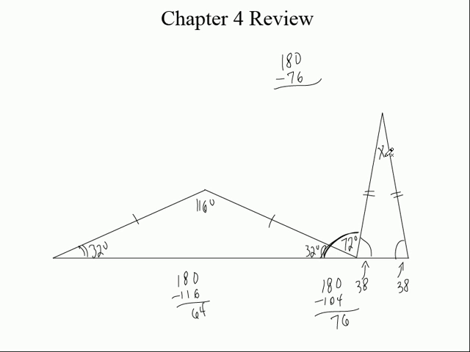Wait a minute. Did we do that right? No, because the answer's not 104. There's no way that's 104. What did we do wrong? I took half. Why did I take half? Because when I took 180 minus 104, this was 76.